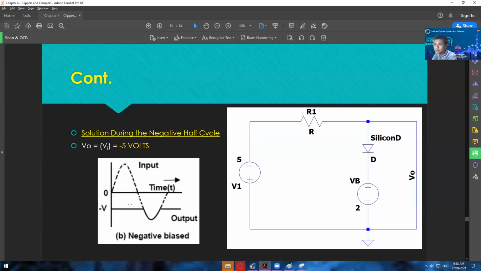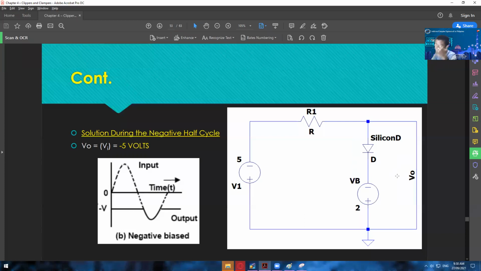Okay. So during the negative half cycle, of course, this will become a reverse bias connection. Even though we have a forward bias connection right here, V1 is greater than VB. So this is the same as my example a while ago, wherein we're going to have two results. Initially we're going to have negative 1.3. That's the initial voltage output reading.